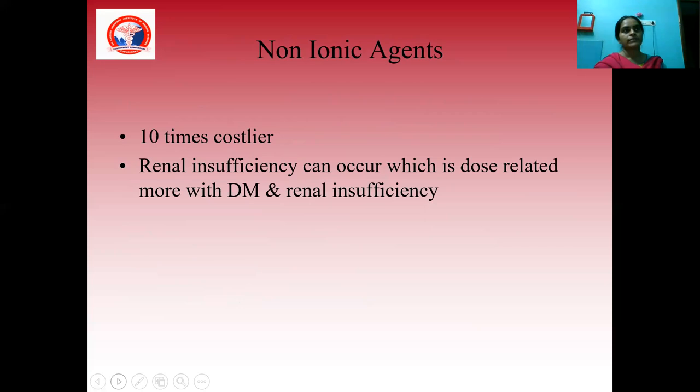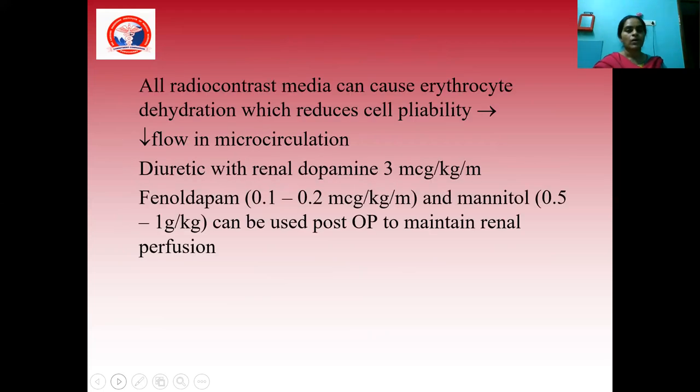Non-ionic agents are 10 times costlier than the ionic agents, so they are a little safer, but very costly. Renal insufficiency can occur, which is dose related, more with diabetes mellitus and renal insufficiency. All radio contrast media can cause erythrocyte dehydration, which reduces cell pliability, which finally decreases the flow in microcirculation. Diuretic with renal dopamine 3 microgram per kg per minute, or fenoldopam of 0.1 to 0.2 microgram per kg per minute, and mannitol of 0.5 to 1 gram per kg can be used post-op to maintain renal perfusion.